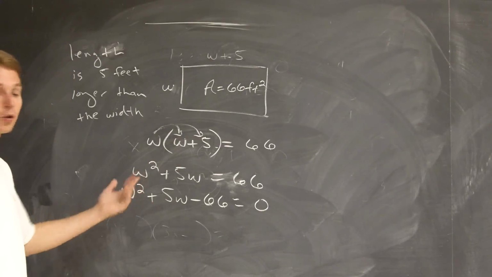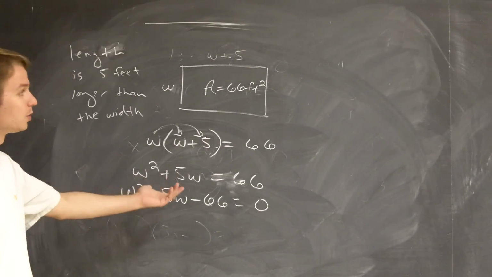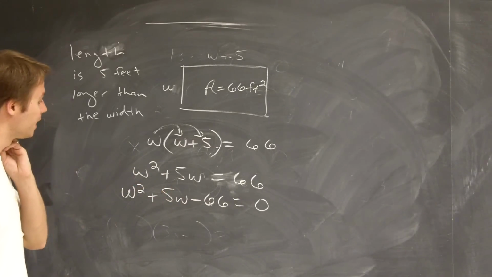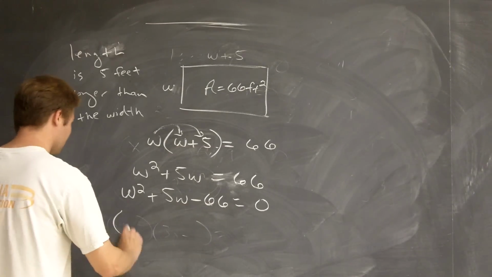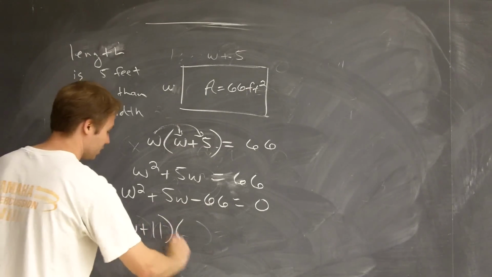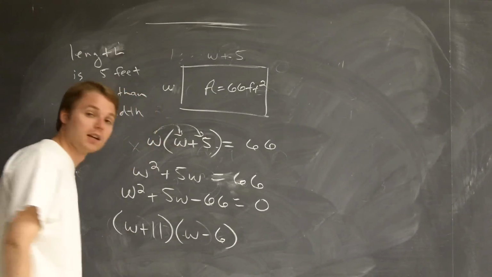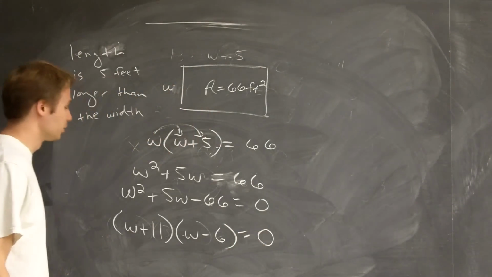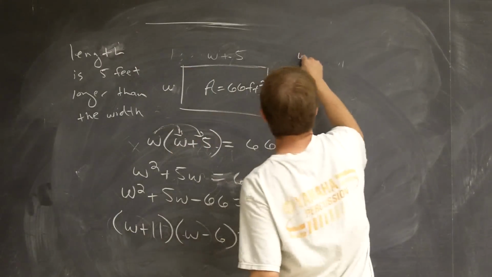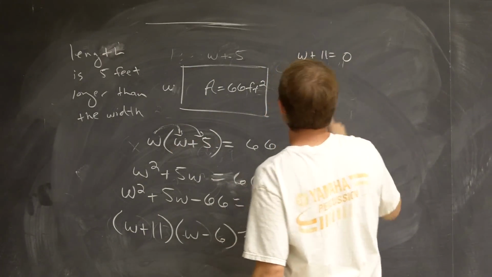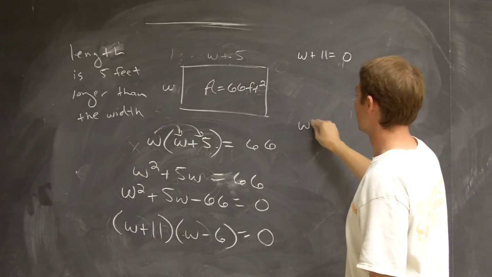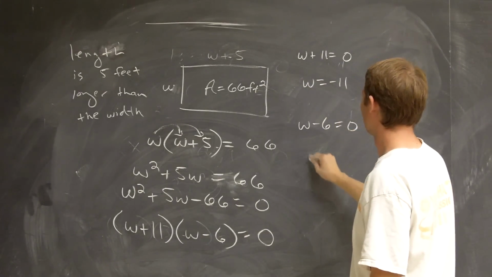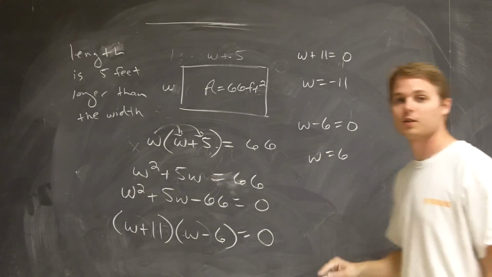And now again, this is just a trinomial that I need to be able to factor. Which two numbers, when you multiply, you get negative 66, add them together and get 5? This should be a positive 11 and a negative 6. And all that's equal to 0, so that means that I can split this up and say that w plus 11 is equal to 0, or w minus 6 is equal to 0. So w is equal to negative 11, or w is equal to 6.